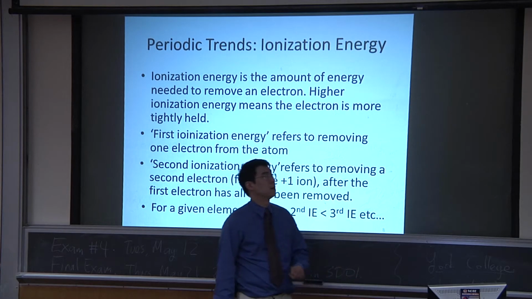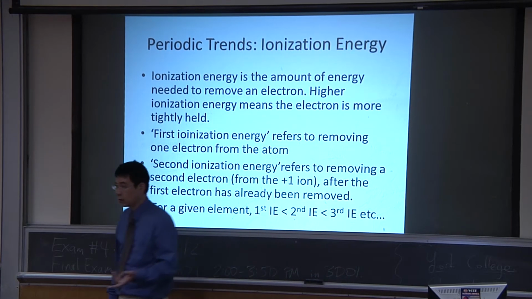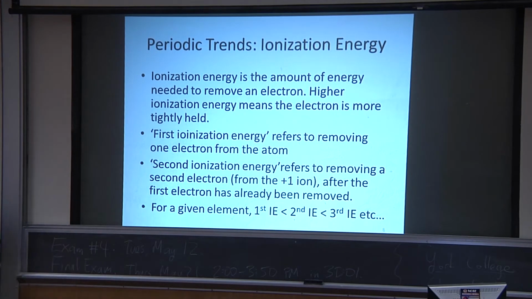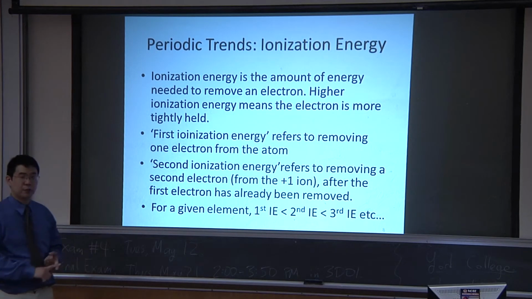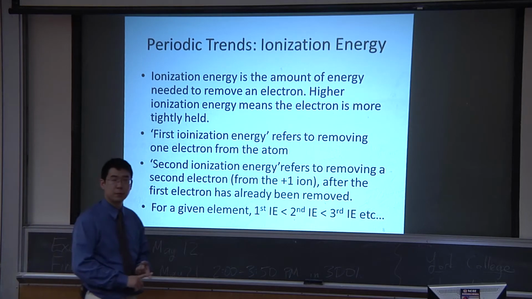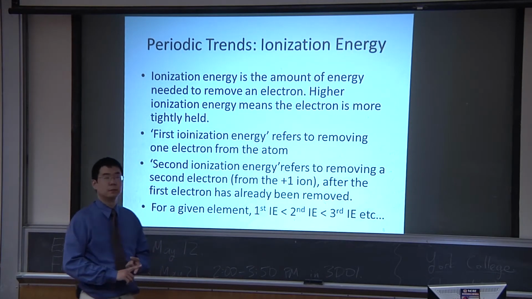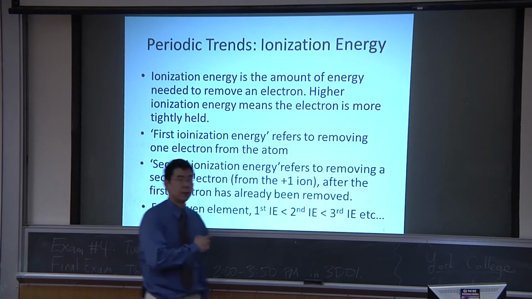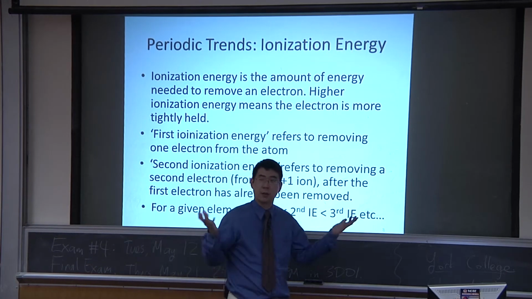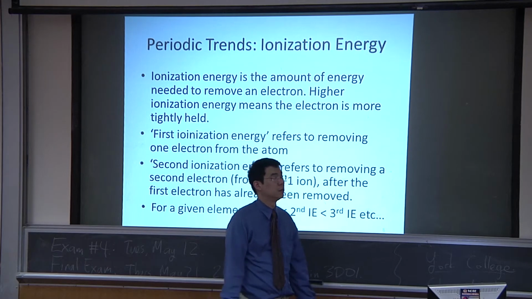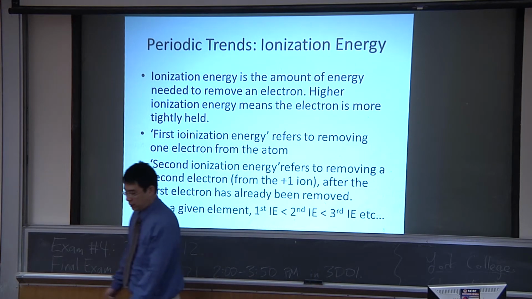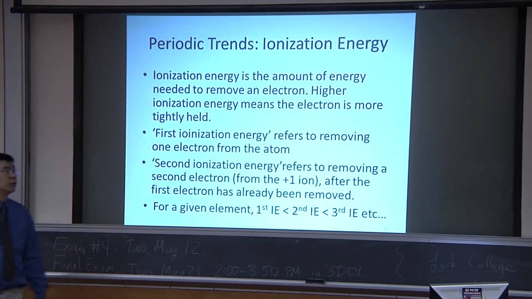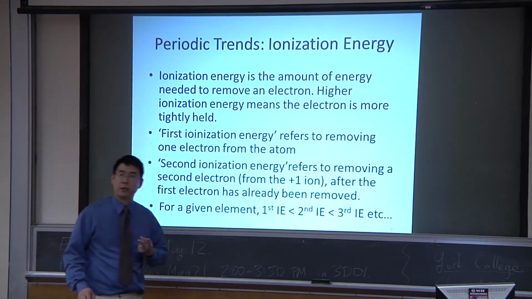What about magnesium? Compare the first ionization energy of magnesium to the first ionization energy of sodium. Which one's going to be higher? Magnesium's going to be higher, because if you take 1 electron from magnesium, it doesn't have a complete octet, whereas if you remove 1 electron from sodium, it does. What about the second ionization energy?